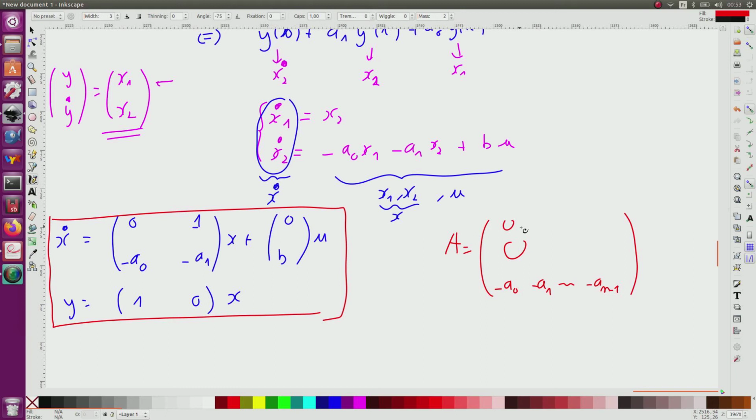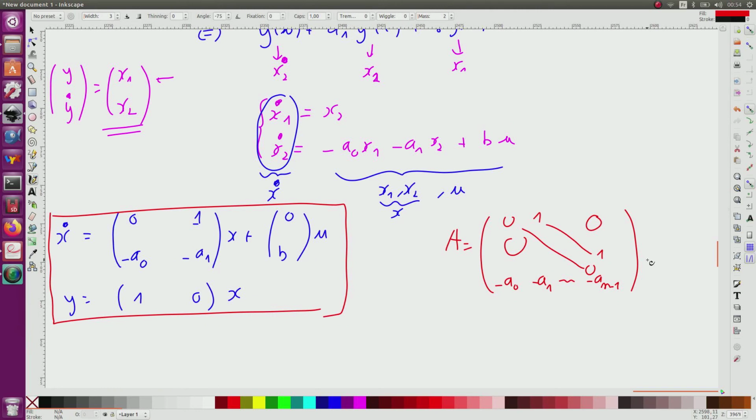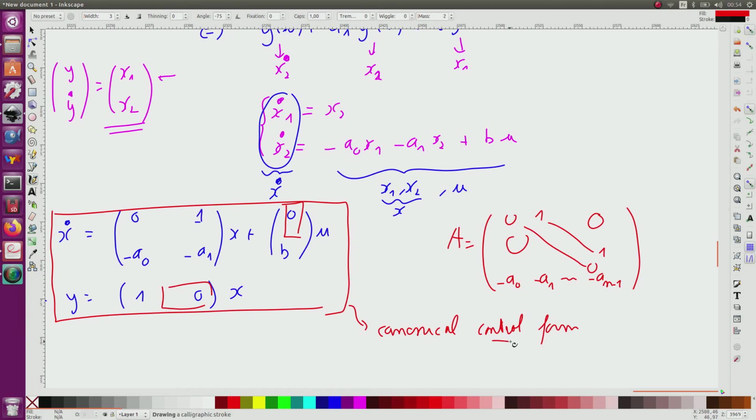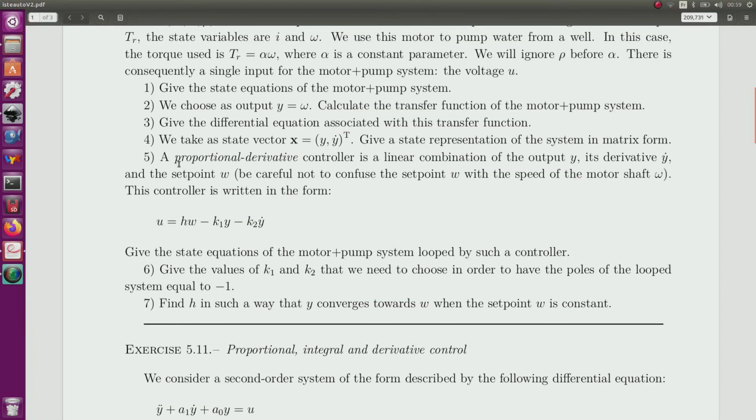Here the diagonal is also 0 up to here. Here I have ones in the general case, and here only zeros. And I will have also in the general case zeros everywhere, zeros here, and it is what we call the canonical control form. When I have this form, it is called control because it's quite easy to find a controller for this kind of matrix.